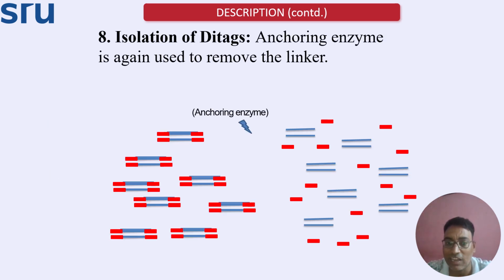Now again I'm using the anchoring enzyme to remove the linkers, because now I need to connect all the individual tags together before cloning. So there I don't need the linkers, otherwise it will increase the length of the transcript, which I don't want. The entire purpose of the linker was just to establish things initially, so that I could get the transcripts into a larger part. But now I don't need the linker. So I again use the anchoring enzyme to chop out all the linkers.